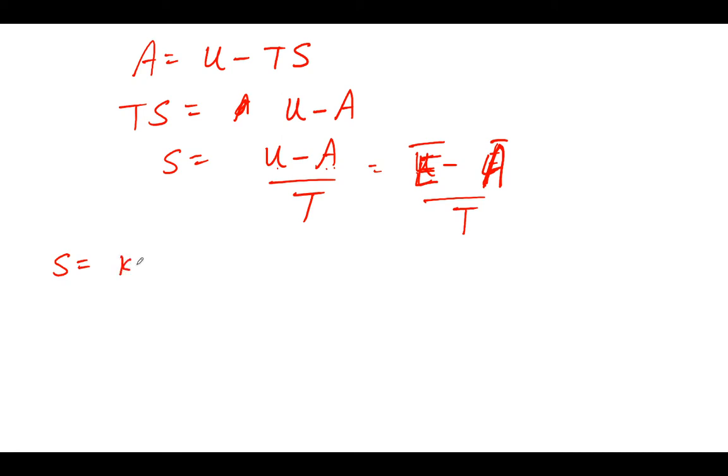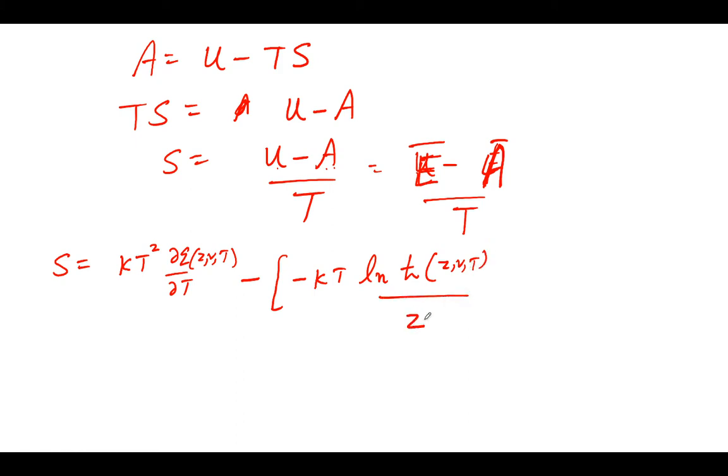So E bar, which we have derived, is KT square partial Q over partial T, minus A, which we have derived, is equal to minus KT log of grand canonical partition function over Z raised to power N. So this log is for the whole bracketed term, over T.